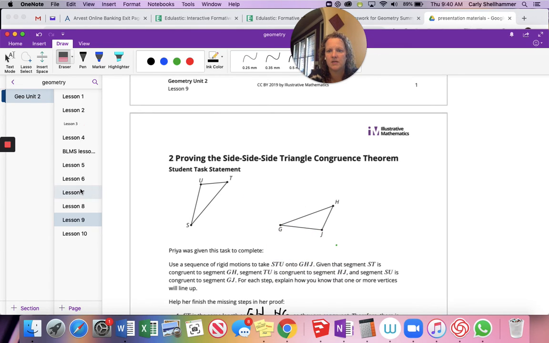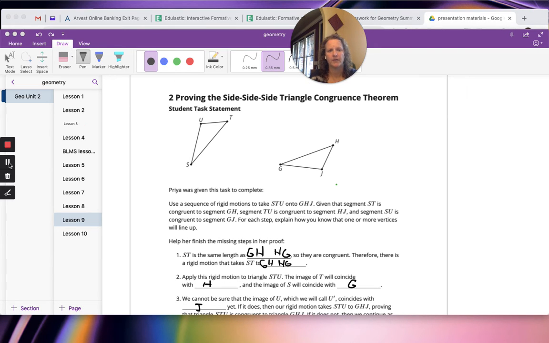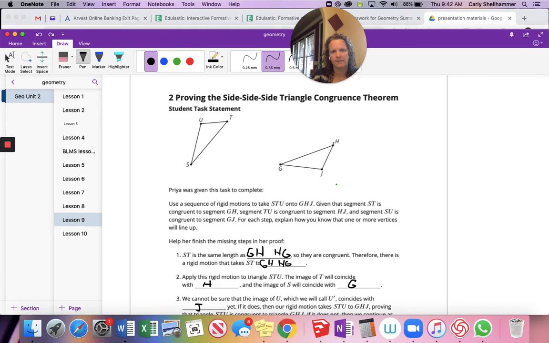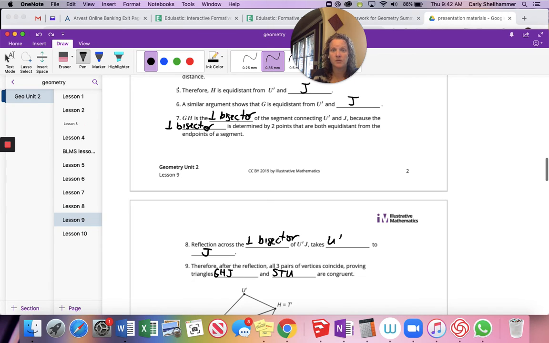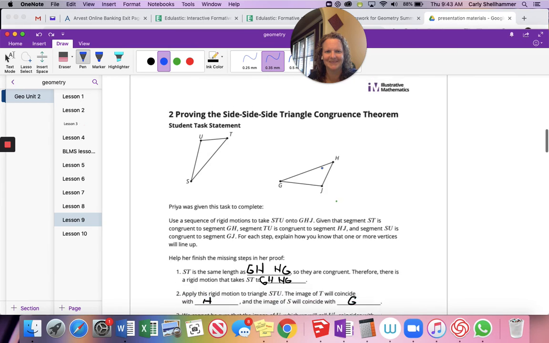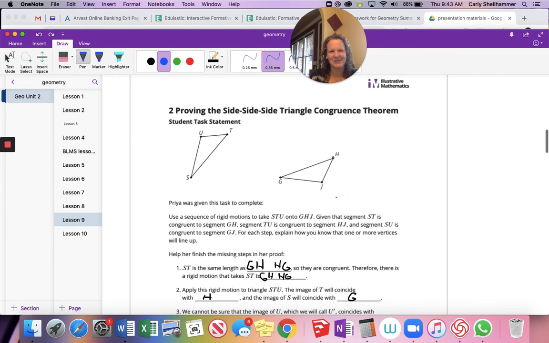All right, I'm going to pause it for a second. I don't like how they did this one, but it's okay. They say ST is the same length as GH, therefore there's a rigid motion that takes ST to GH. So let me change colors. I'm drawing this as they drew it at the end of this little example. There is a rigid motion that goes like that. We can say this is U prime, this is T prime, and this is S prime.